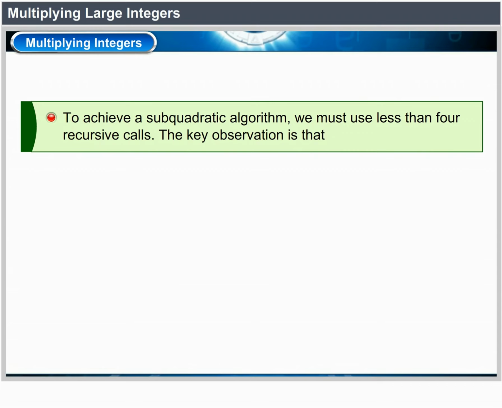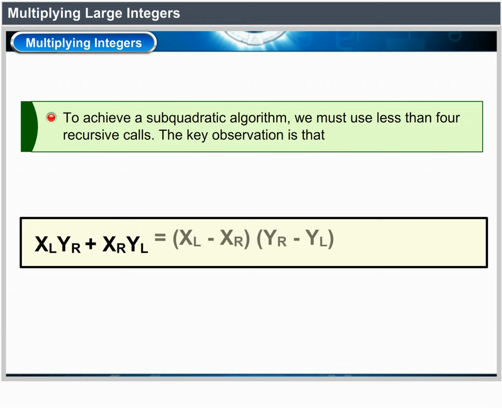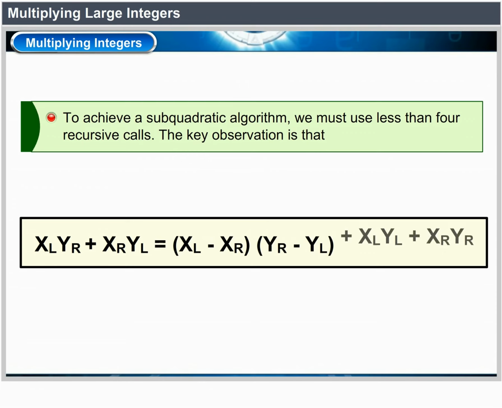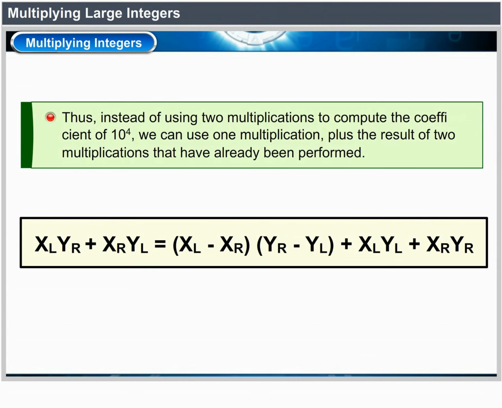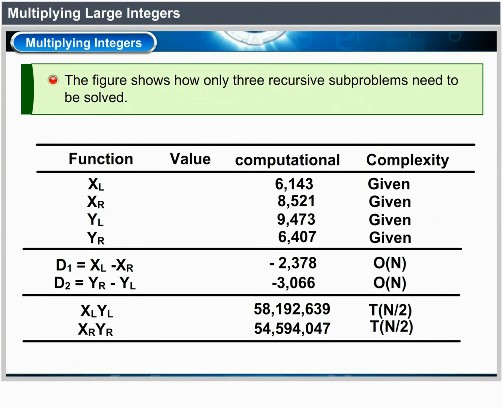The key observation is that XL YR plus XR YL equals (XL minus XR)(YR minus YL) plus XL YL plus XR YR. Thus, instead of using two multiplications to compute the coefficient of 10 to the power 4, we can use one multiplication plus the result of two multiplications that have already been performed. This figure shows how only 3 recursive subproblems need to be solved.